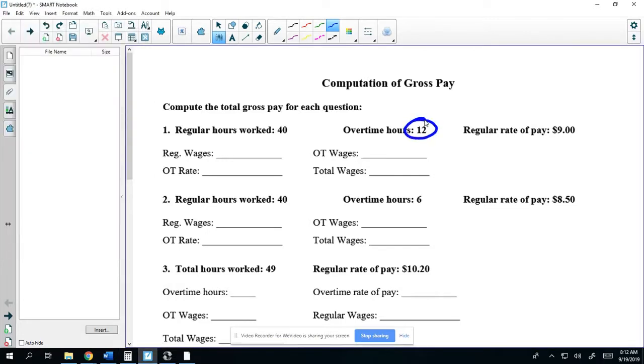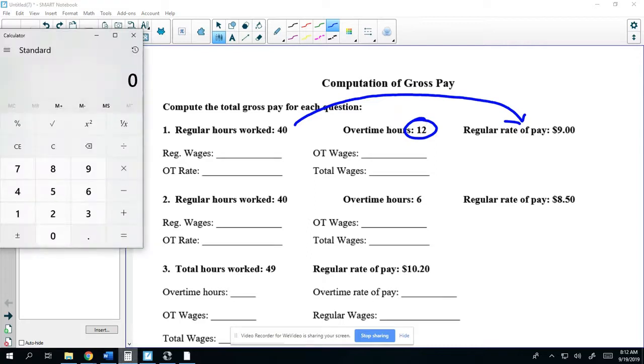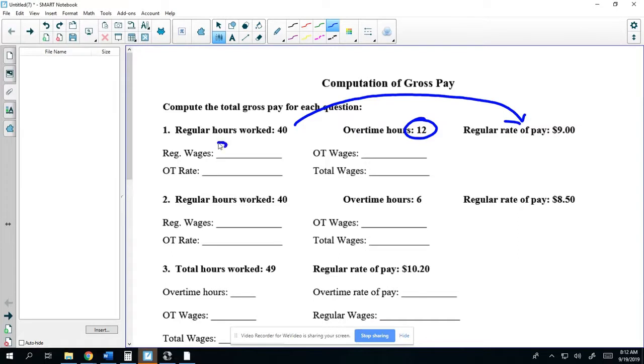In this equation, we see that there are 12 hours of overtime, and this is provided to us. We also see that with a $9 regular rate of pay, we're going to need to calculate our regular wages. In order to do that, we're going to take our 40 hours of regular work times our regular rate of pay, which in this case is $9. That's going to come out to $360 of regular wages.